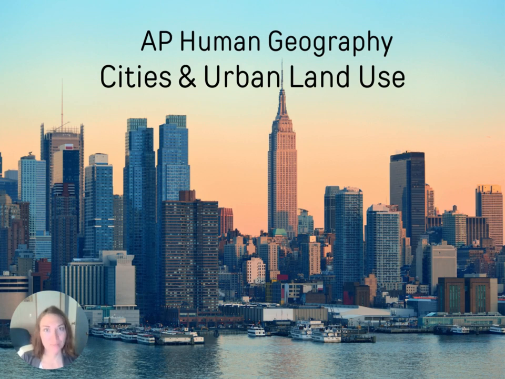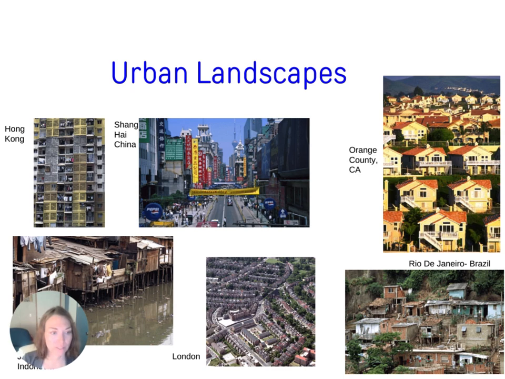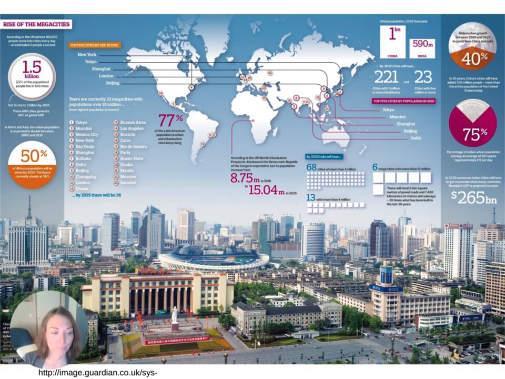Hello, everybody. Let's talk a little bit about cities and urban land use in AP Human Geography, some of the important topics. Looking at different urban landscapes gives us a lot of information about things like urbanization, suburbanization, and the effects thereof, such as water settlements. So, you can learn a lot just by looking at the urban landscape.